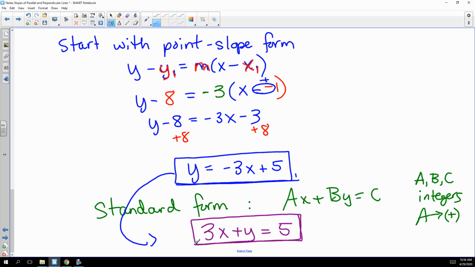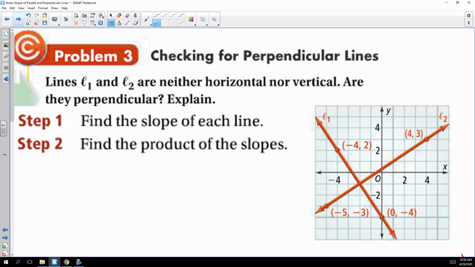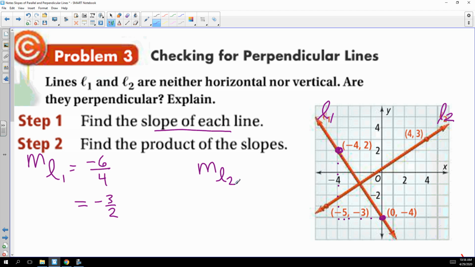Let's talk about perpendicular lines for just a minute, and we'll make it go quick. All right, lines L1 and L2 are neither horizontal or vertical, and we want to find out if they are perpendicular, so we're going to calculate the slope. Here's line 1. Here's line 2 over here. I've got 2 points that lie on line 1, so let's just count the slope again. We're going to count from the point negative 4, 2. We're going to count down and to the right, so down 1, 2, 3, 4, 5, 6, and to the right 1, 2, 3, 4. So for the slope of line 1, we went down 6 and we went to the right 4, which reduces to negative 3/2.